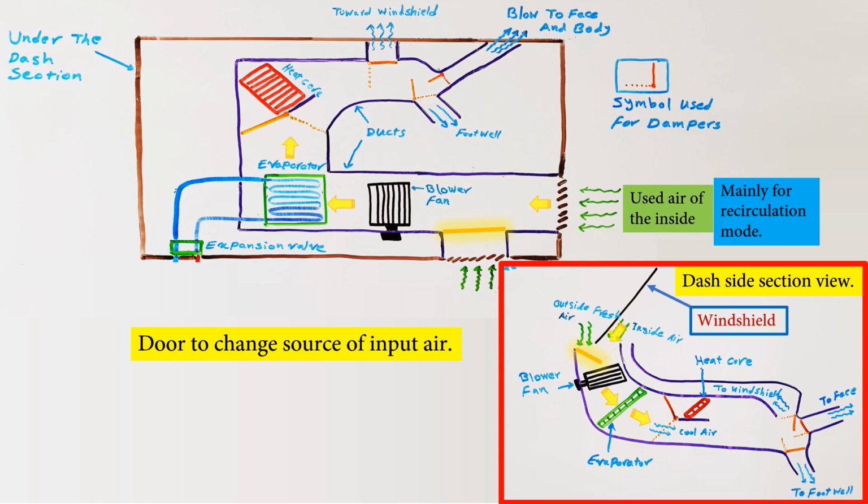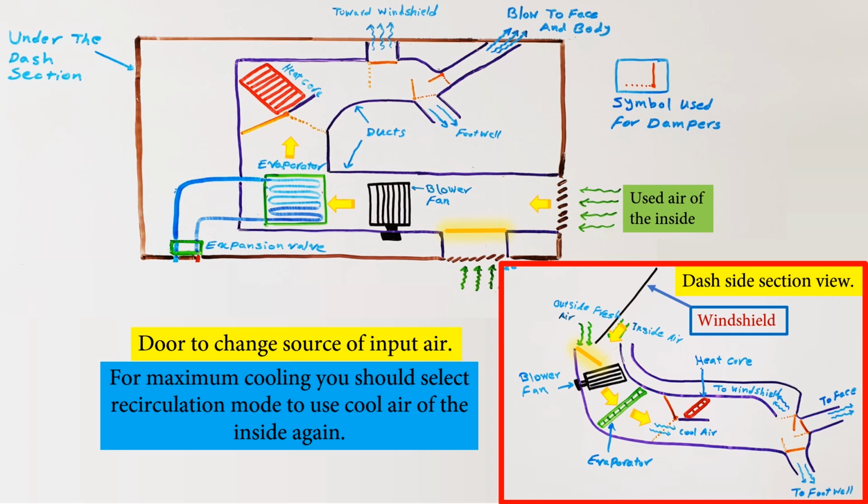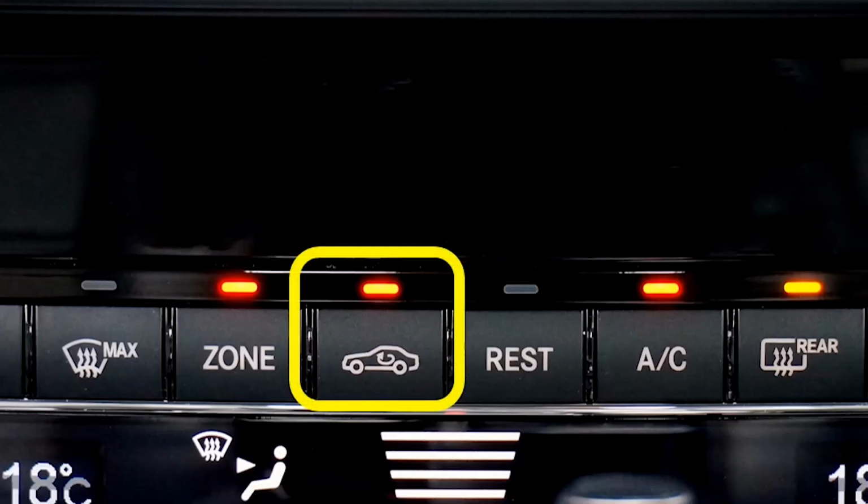By selecting recirculation mode, the door moves from the outside source to the inside. Modern cars can adjust and mix these two sources for greater comfort and windshield defrosting. Please note that if you want maximum cooling in hot outside conditions, you should select recirculation mode.